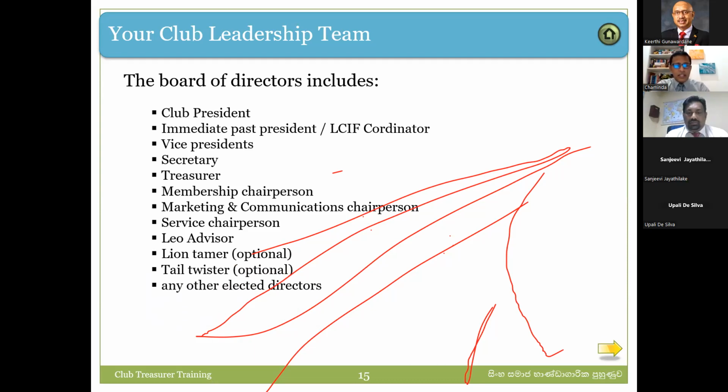So lion tamer and tail twister are optional. Those are not a must, but the others are a must. And any other elected directors, you can appoint directors in the club for various key projects, or appoint them as directors. Right? So this is the board of directors.